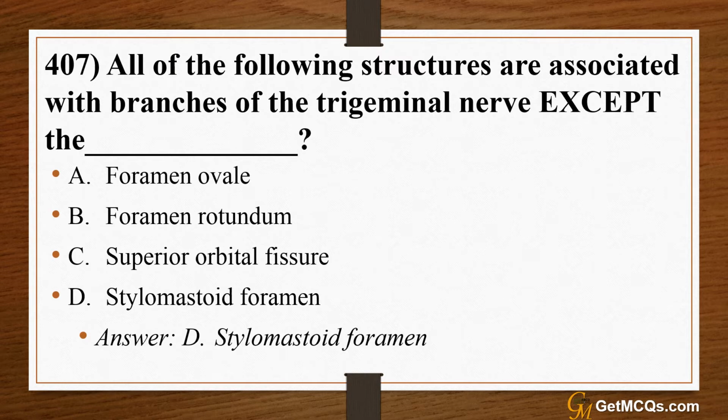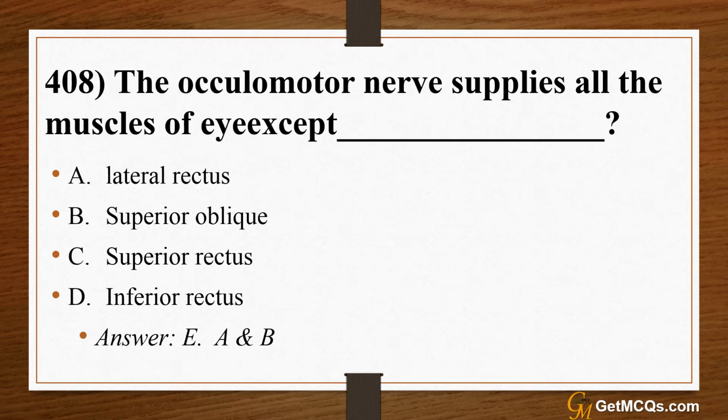407. All of the following structures are associated with branches of the trigeminal nerve except the? Answer: D. Stylomastoid foramen. 408. The oculomotor nerve supplies all the muscles of eye except? Answer: E. A and B.